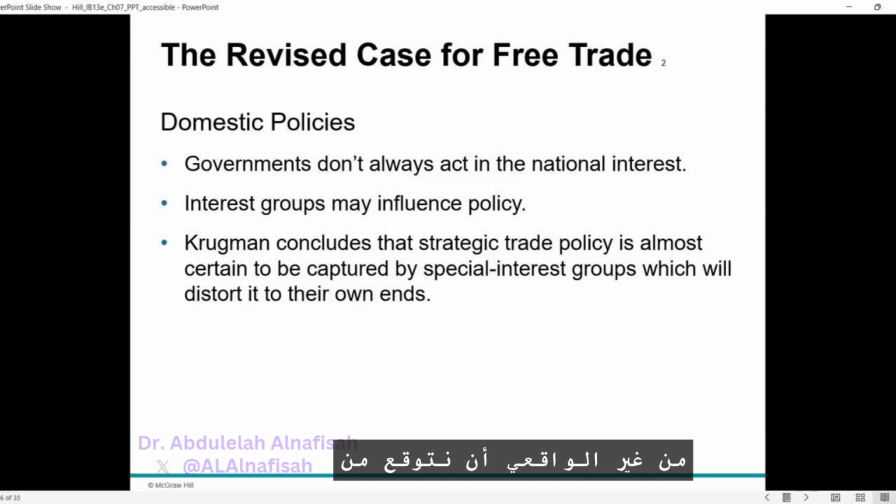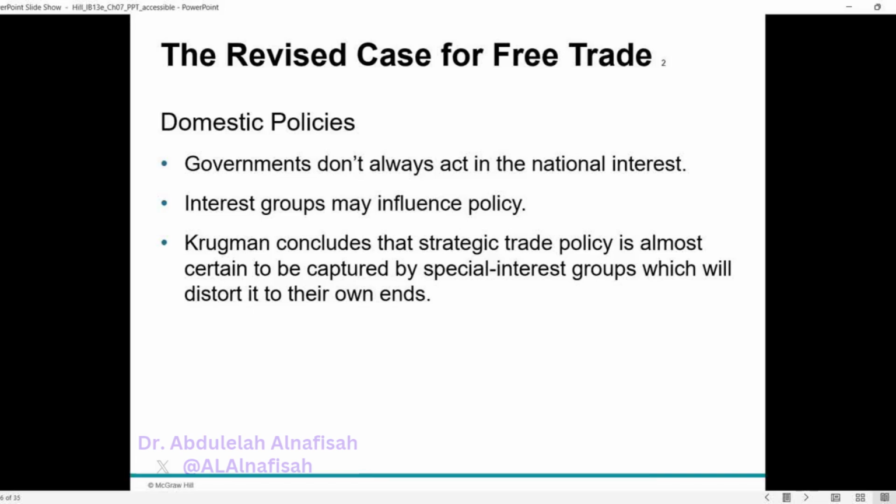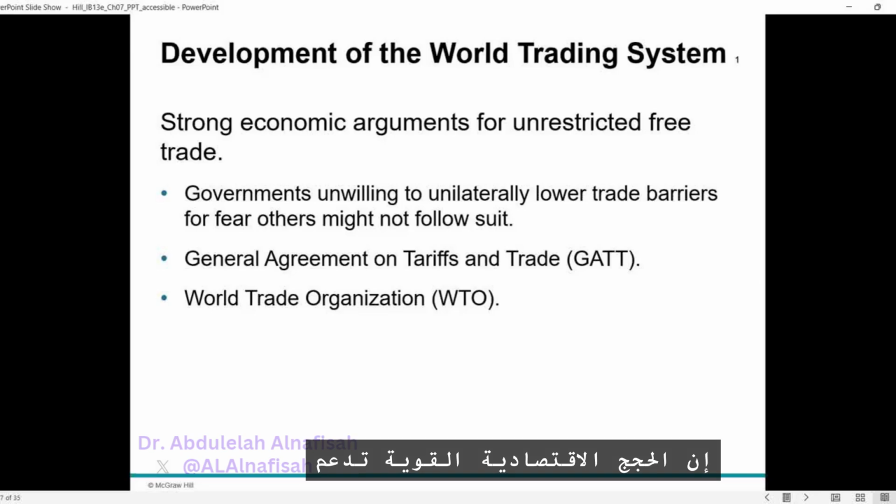In the U.S., expecting agencies like the Commerce Department to ignore political pressures is unrealistic. Thus, Krugman suggests that a blanket free trade policy, with limited exceptions, might be the most practical approach, even if it's not theoretically optimal. Strong economic arguments support the benefits of unrestricted free trade, but governments are often reluctant to unilaterally lower trade barriers due to mistrust of other nations' willingness to do the same.